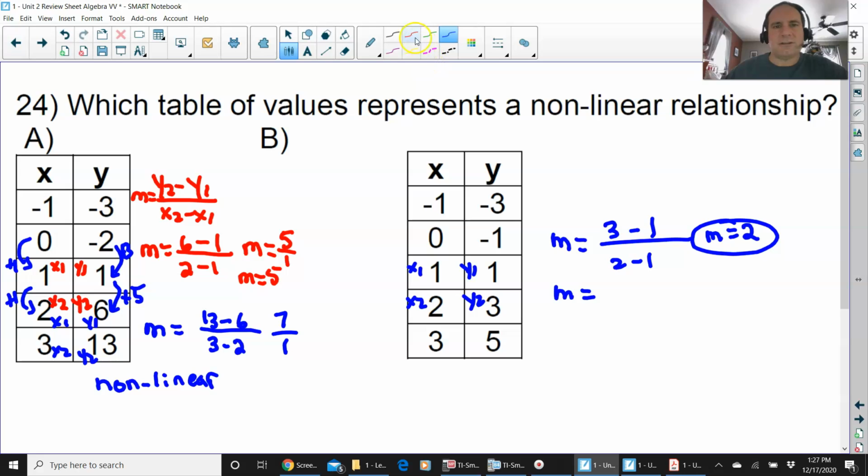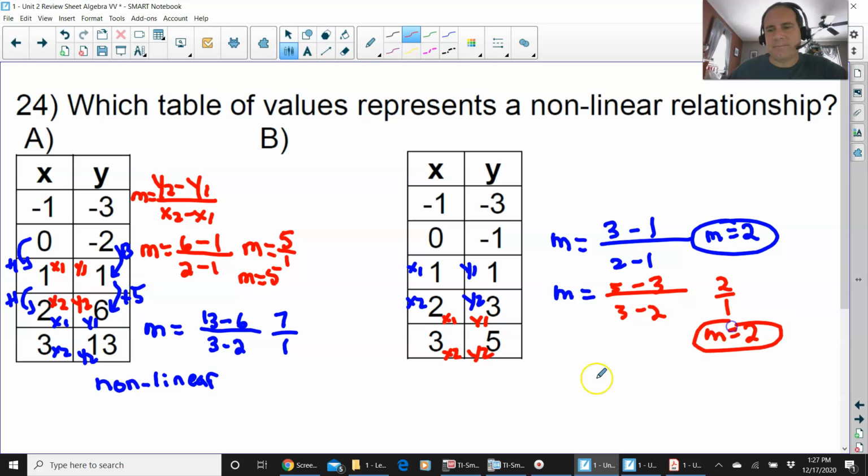Okay, let's look at this as x1. This is y1. This is x2. This is y2. If it comes out to be the same thing, 5 minus 3 over 3 minus 2, that's 2 over 1. That is a slope of 2. This is linear.